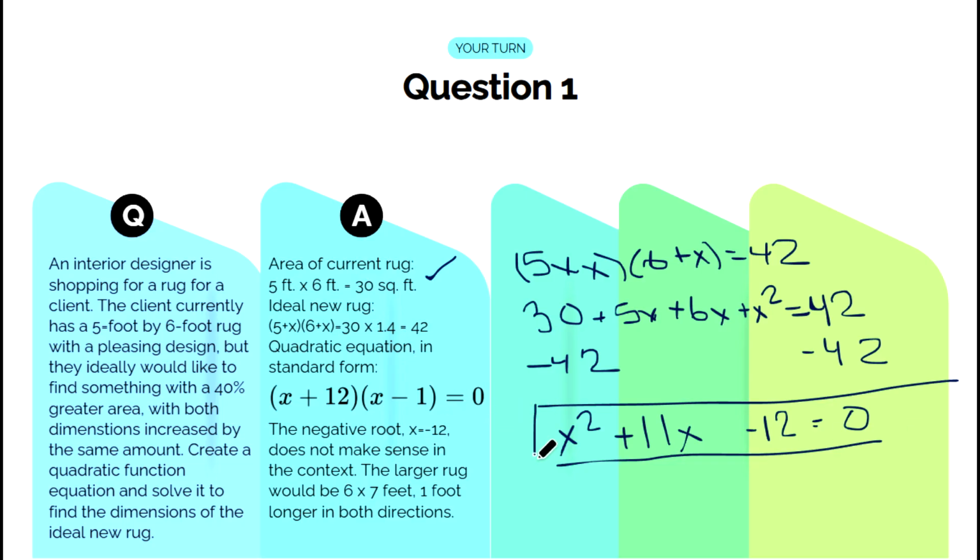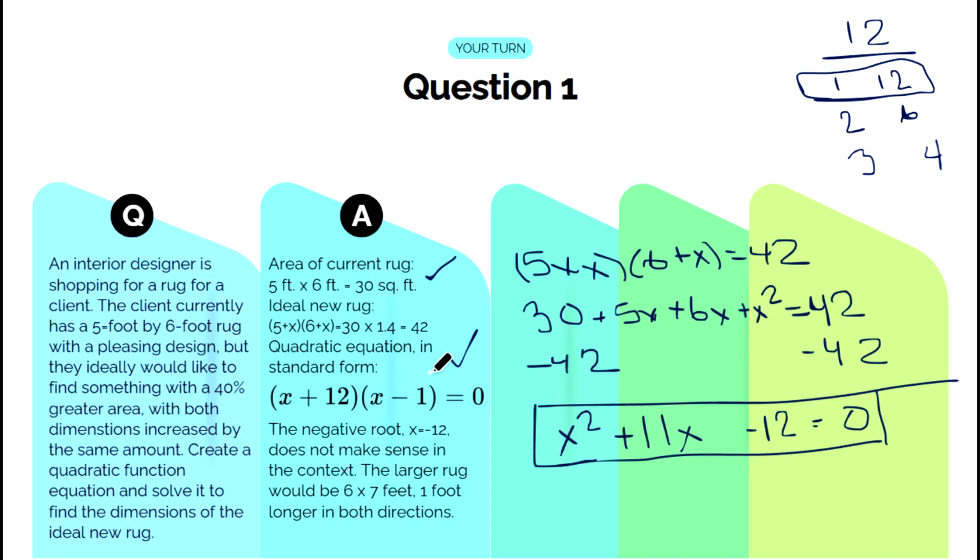Now can this be factored? The factors of 12 are 1 and 12, 2 and 6, 3 and 4. Okay, now which of these is going to give me 11? It would obviously be these two, a positive 12 and a negative 1, which they have here. Okay, so that's how they found that.